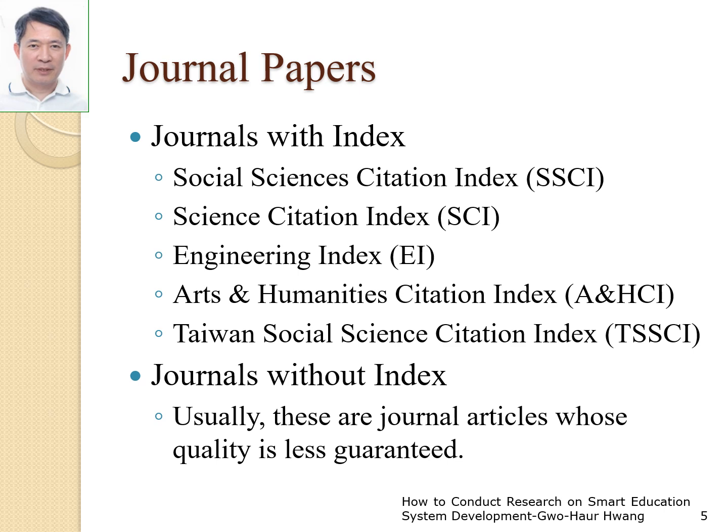As for journal papers, they are divided into journals with indexes and journals without indexes. Journals with index are divided into SSCI, SCI, EI, AHCI, TSSCI, etc. SSCI here means the Social Sciences Citation Index, SCI means Science Citation Index, EI means Engineering Index, AHCI means Arts and Humanities Citation Index, and TSSCI means Taiwan Social Science Citation Index.